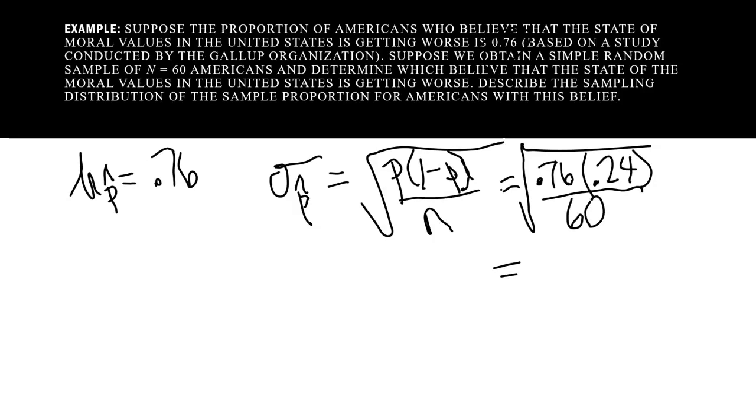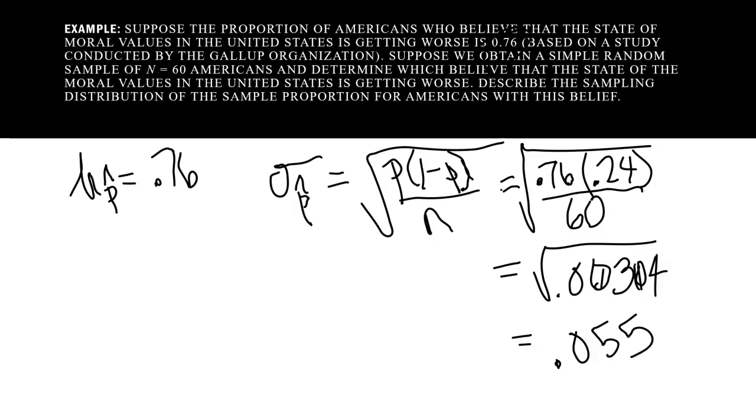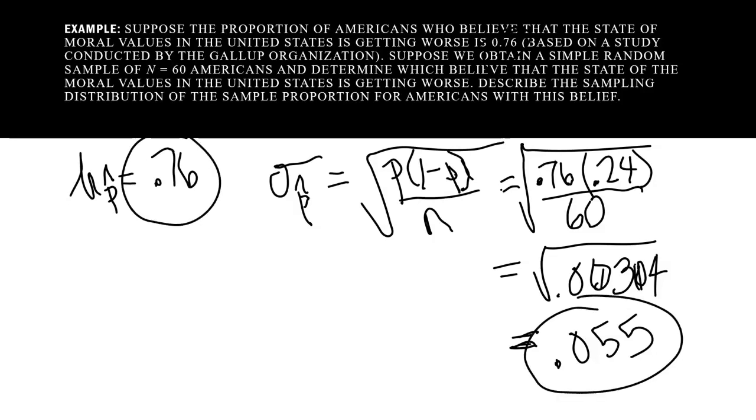So we would divide that out, and if you round it to 3 decimal places, underneath the square root you end up getting 0.00304, and that ends up being 0.055 if you round it to 3 decimal places. So this is the mean of that sampling distribution, and this is the standard deviation of that sampling distribution. And it is normally distributed.